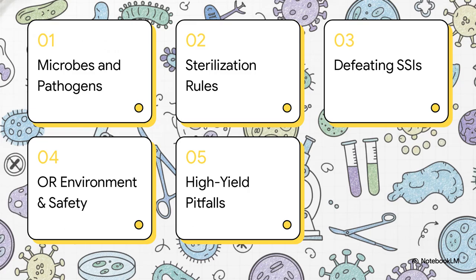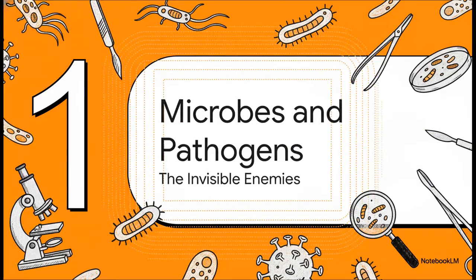Here's our cheat sheet roadmap for today. We've got 5 stops. First up, microbes and pathogens, then sterilization and disinfection. After that, we'll hit defeating surgical site infections, followed by OR environment and safety, and finally, we'll wrap up with a quick sprint through high-yield exam pitfalls. Starting right off with Section 1, microbes and pathogens, our invisible enemies.